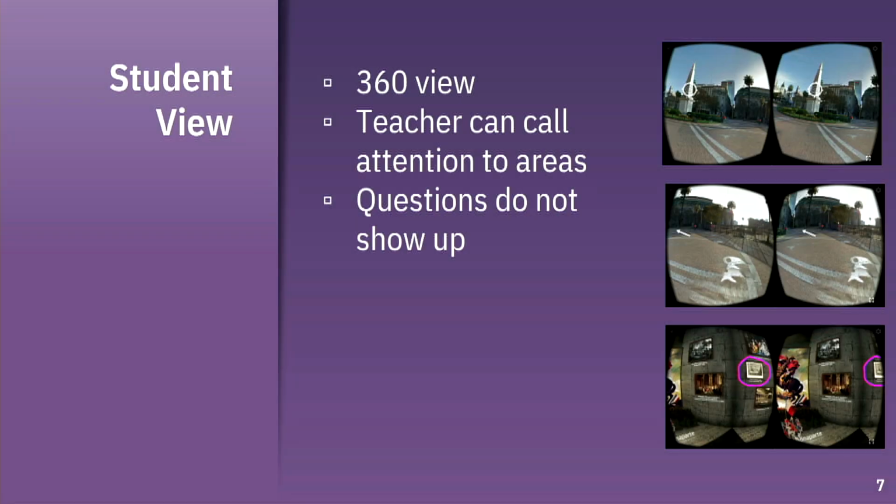So go ahead and just kind of explore. If you don't have the goggles, what the view looks like right here is you have a 360-degree view of the environment. I can call attention to different points, and on the virtual reality goggles, you will see a white circle pop up and an arrow. So I can call attention to different locations on the goggles that I want my students to look at.